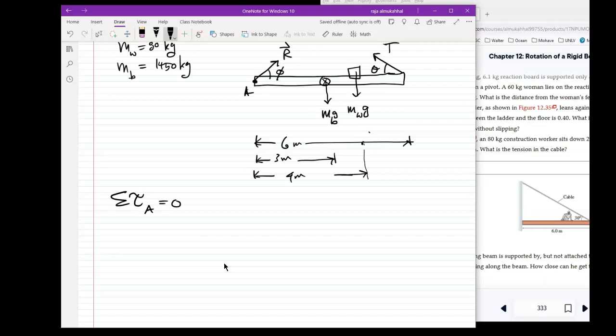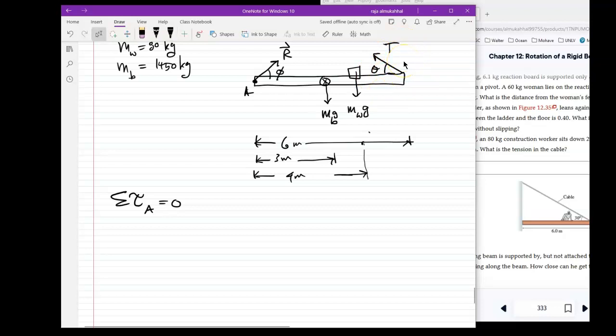Okay, so once you do that, because this force, this ambiguous force R, is right at A, that means the moment arm is 0, so we can ignore it. So the forces that we're going to be contributing is this one, and this one. Remember, this one has an angle, so that's going to be T sine theta, because we're only going to take the perpendicular component, which is T sine, okay?